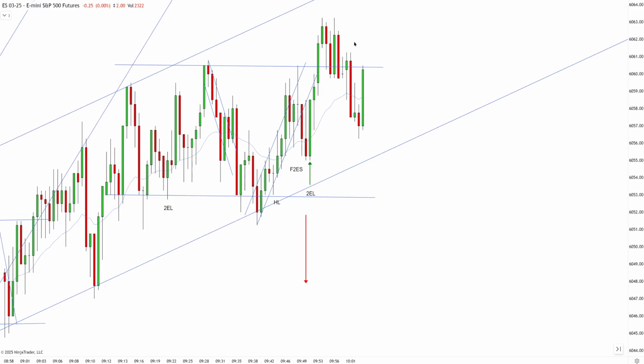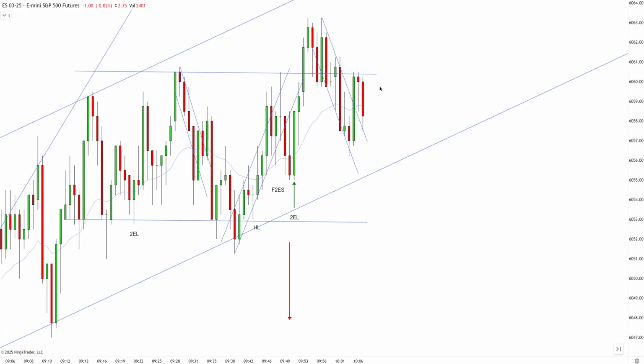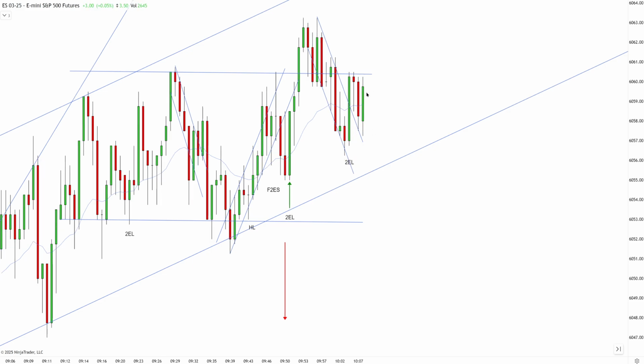Of course, I cannot take first entry long. We have a downtrend working lower. Prices are pushing above EMA. We have a second entry long in the middle of nowhere. But if we're going to stay above EMA, I would consider a high-low confirmation setup. And now we have high-low. Okay, high-low confirming the second entry long.